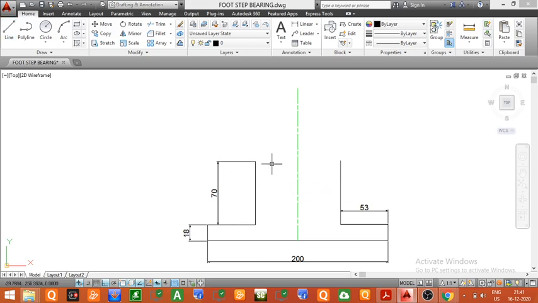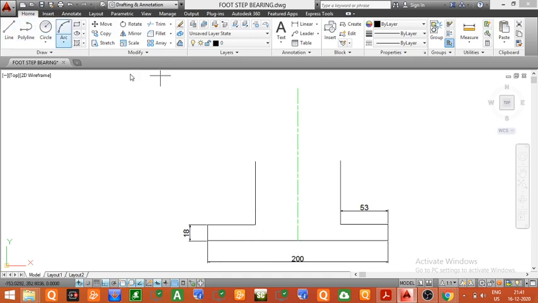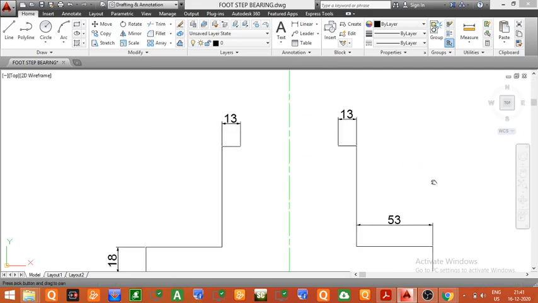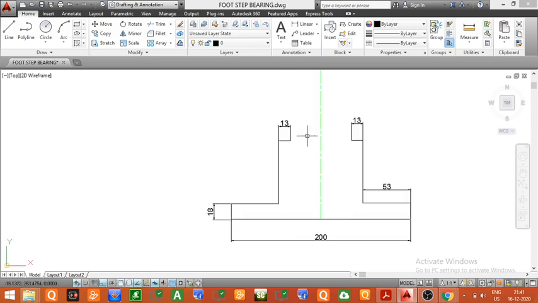So first I am deleting this dimension. We can give the dimensions later on after completing the entire front view. So this line is of 13 mm length. Similarly, we will draw a line from this point of length 13 mm. Now I will give the dimension so that you can understand. See, you can see the dimension is 13 mm both on left hand side and right hand side. So now we have given the dimensions of 13 mm both on left side and right side.